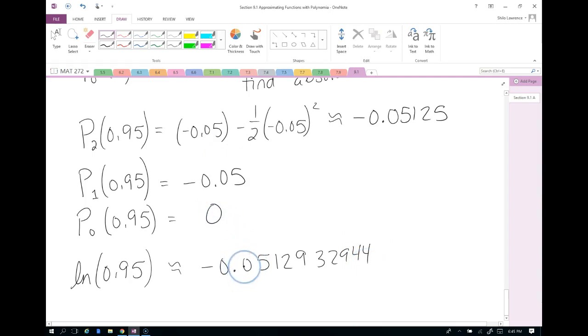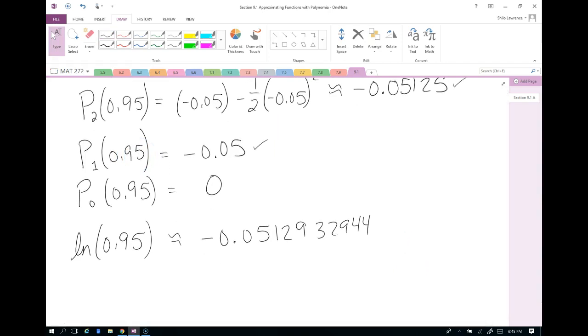So that's pretty close to 0, but negative 0.05 is even better, and negative 0.05125 is even better. As we use a larger and larger polynomial, as the degree of the polynomial gets larger and larger, the approximation gets better and better. So now we're matching out to the tenths, hundredths, thousandths, 10,000ths. So now we're off just in the 100,000ths position. So every function is different. We picked a value that was closer than in the last one, so that might be part of why we got a better approximation here.